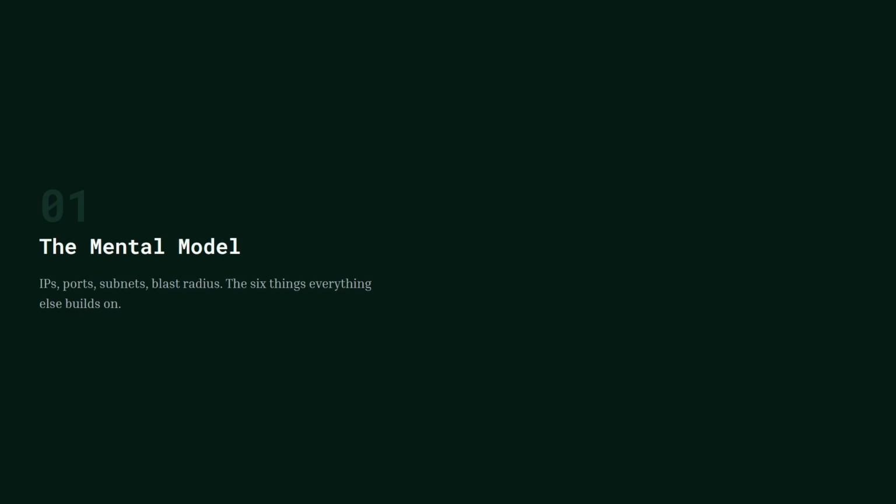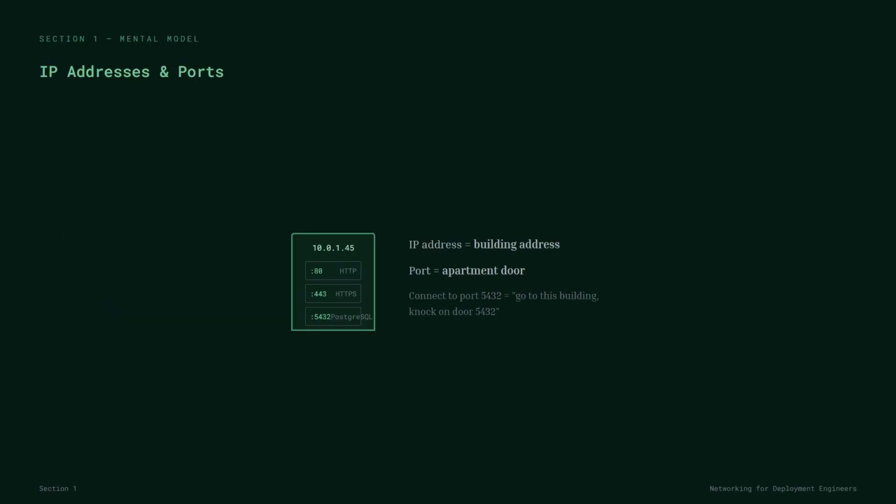Before we talk about VPCs and private endpoints and all of that, we need a shared mental model. This section is fast. If you already know subnets, stay for the blast radius framing at the end. It reframes how you think about all of this. So let's start with the basics. IP addresses and ports.